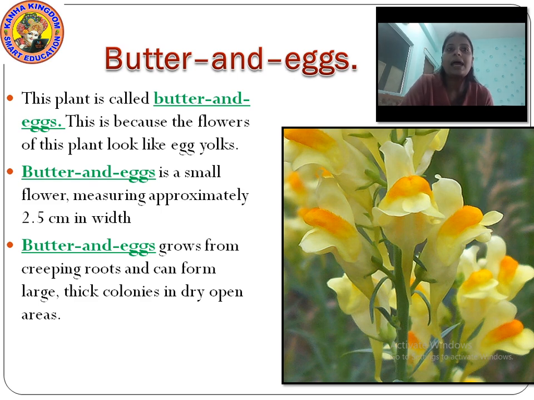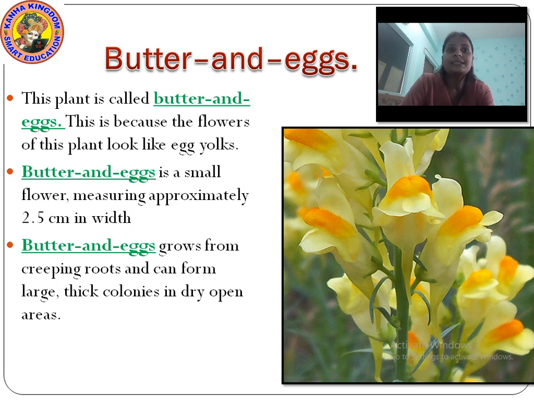Butter and eggs is a small flower measuring approximately 2.5 centimeters in width. How small? Only 2.5 centimeters in width. Now you can think how small this flower is.